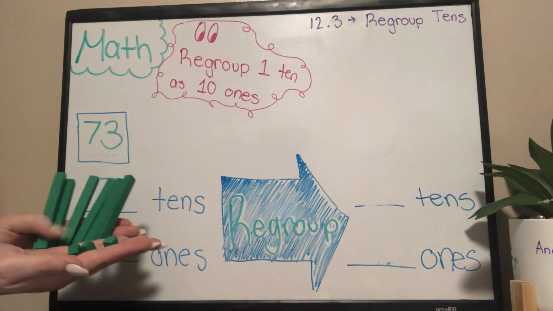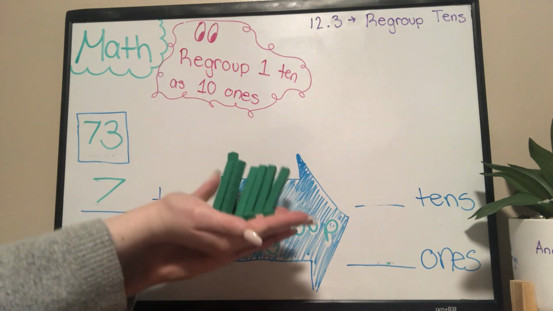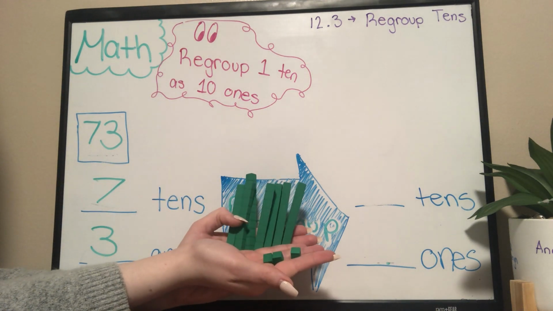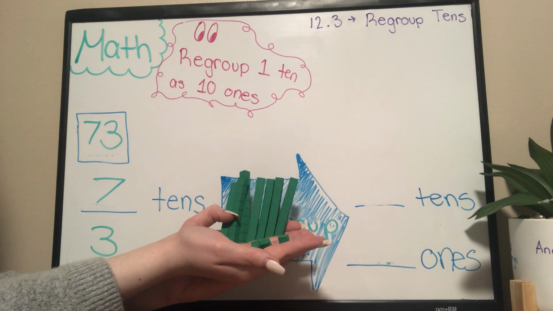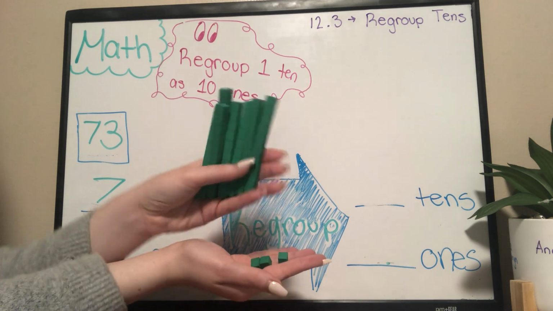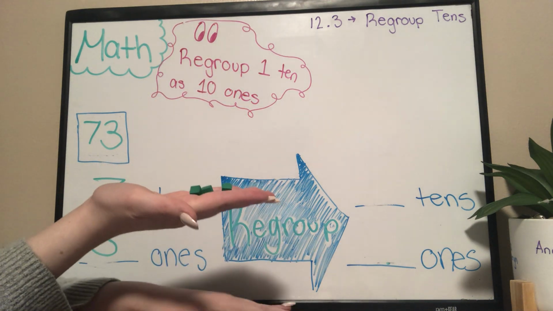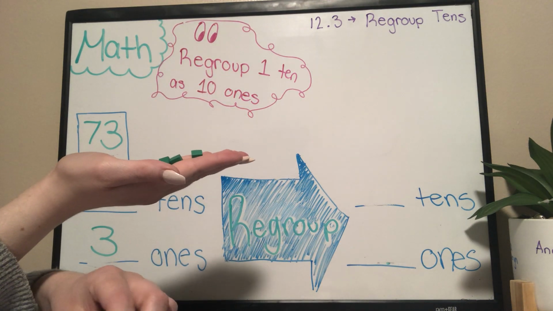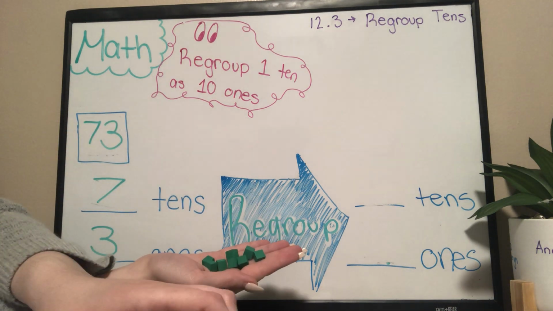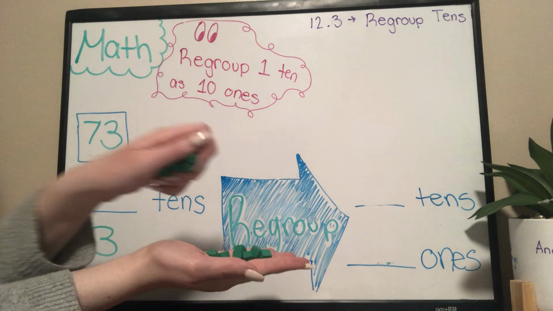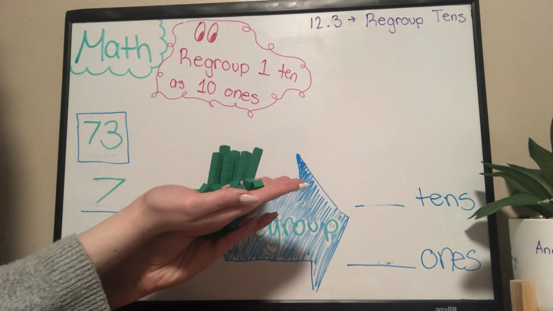And 3 ones here. We have 73. And now I'm going over here and I'm going to regroup. Remember, when we regroup, 1 ten is going to be now 10 ones. So I'm going to get rid of this. So now I'm going to add 10 ones over here to get us the same number. So I got rid of a 10 stick to put in 1 sticks.